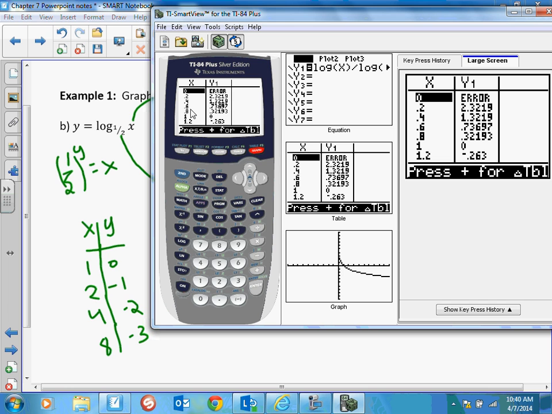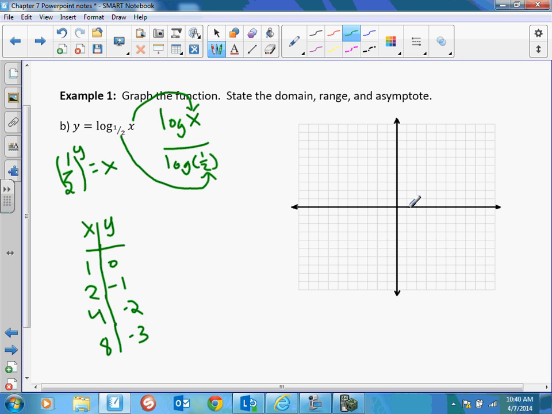A lot of people get confused by this, because all they see is that last value being an error. So don't make that assumption from those two numbers. You can have values right there that do work, they're just normally not going to be input. But anyway, let's plot these dots and graph it. We have (1, 0), (2, -1), (4, -2), and (8, -3).